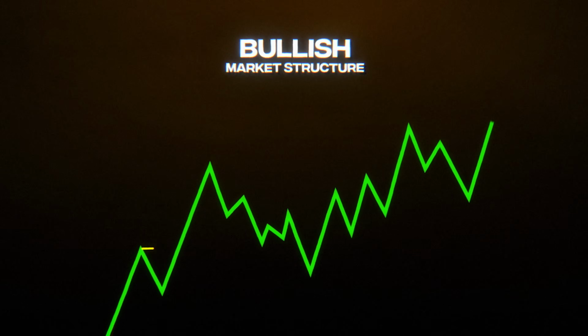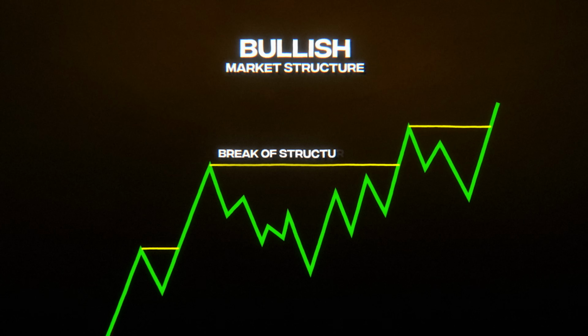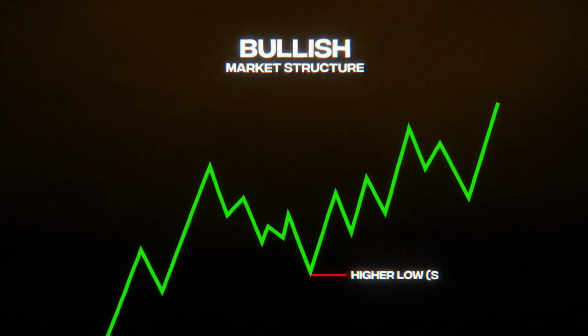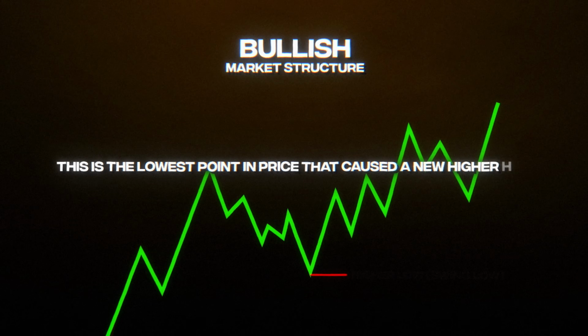Now, each time a structural high is broken, we create a break of structure, otherwise known as a BOS. And when a new high is put in place, our higher low is then identified. This is called our swing low. By definition, this is the lowest point in price that caused the creation of a new higher high.